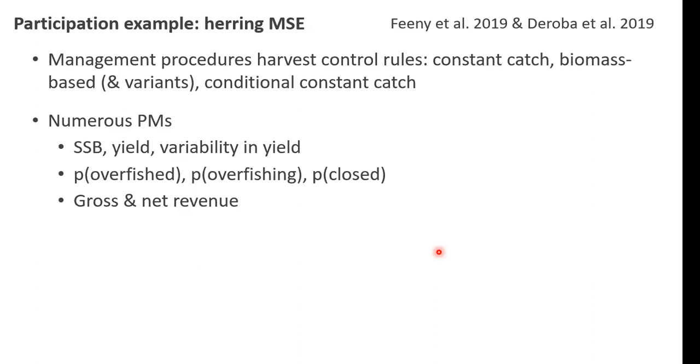And they tested numerous performance metrics, things like spawning stock biomass, yield, variability in yield, the probability that in any year the population was overfished or that overfishing was occurring, or the probability that in any year the fishery might be totally closed. Min-Yang Lee was working on this project, and he's an economist at the Northeast Fisheries Science Center, and so that gave them flexibility to go a little bit further in some of the performance metrics, to look at the more economic side of things, things like gross and net revenue.